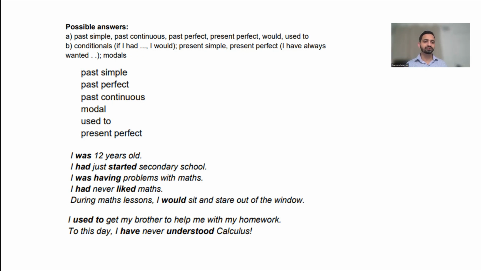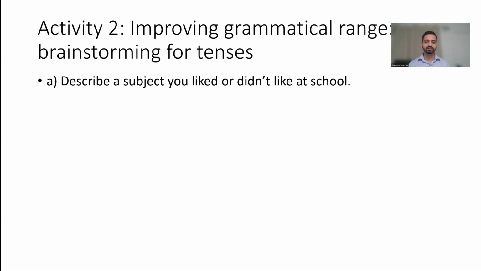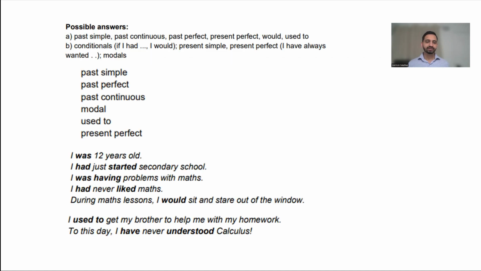All right. So some of the tenses that you can use here: past simple, past perfect, past continuous, modal, used to, and present perfect. So let's look at some sentences. If you would be describing the prompt said to you, describe a subject that you liked or didn't like at school, this is how you say: I was 12 years old. I had just started secondary school. I was having problems with maths. I had never liked math. So you're talking about the subject that you didn't like.